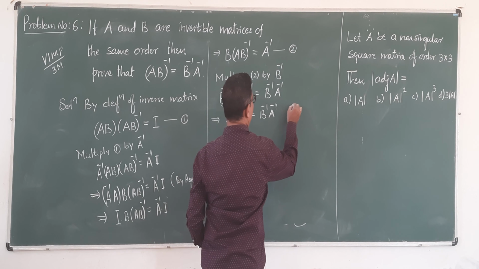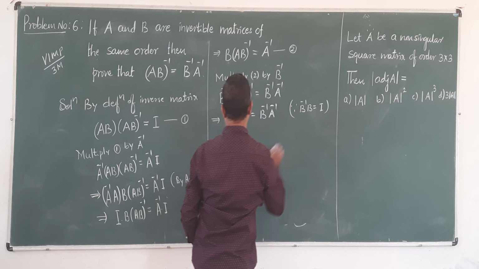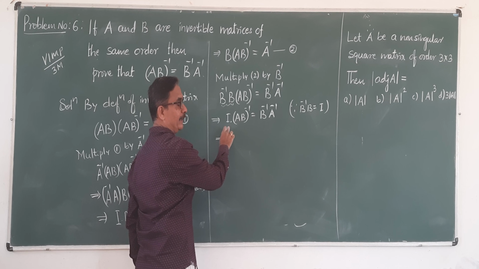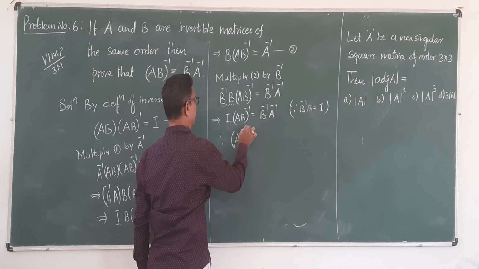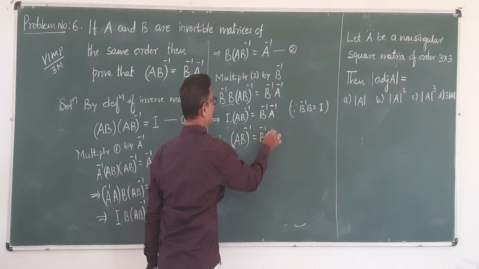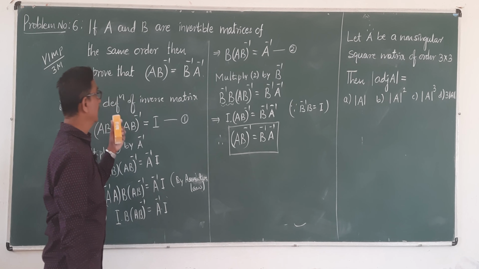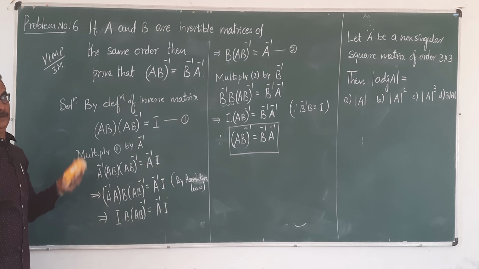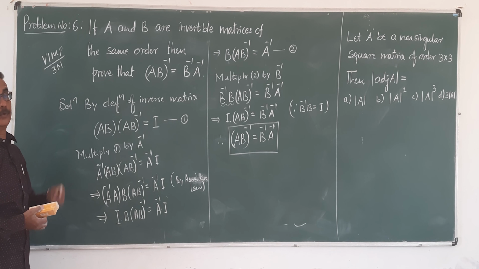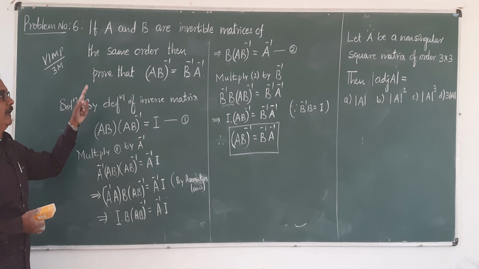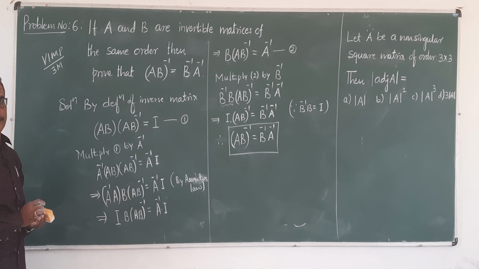Because B inverse into B is equal to unit matrix I. I is unit matrix into AB inverse. AB inverse is equal to B inverse into A inverse. 3 mark question. I think that question was asked 2-3 years back in your question paper. That problem was asked. Okay. Prove that AB whole inverse is equal to reverse, B inverse into A inverse.